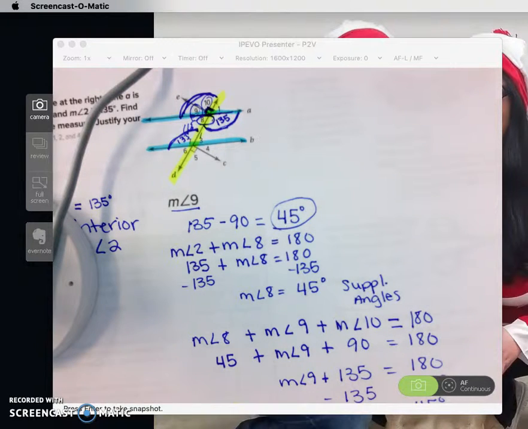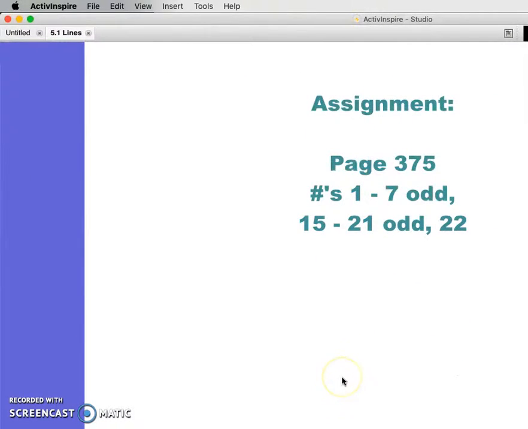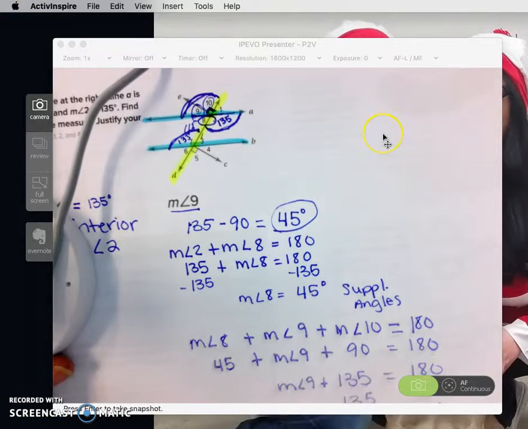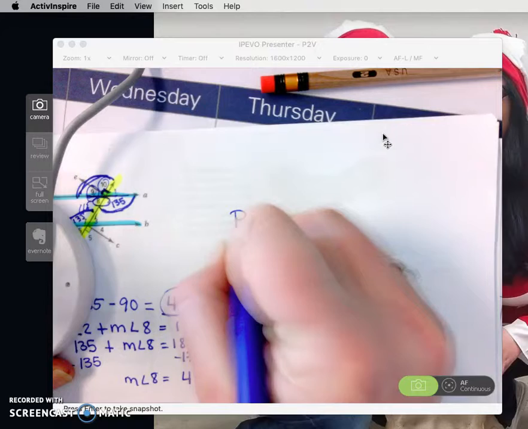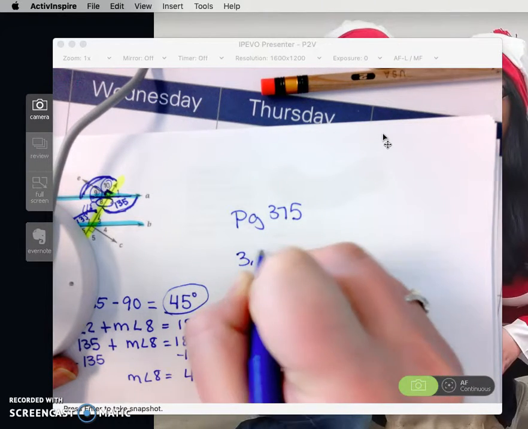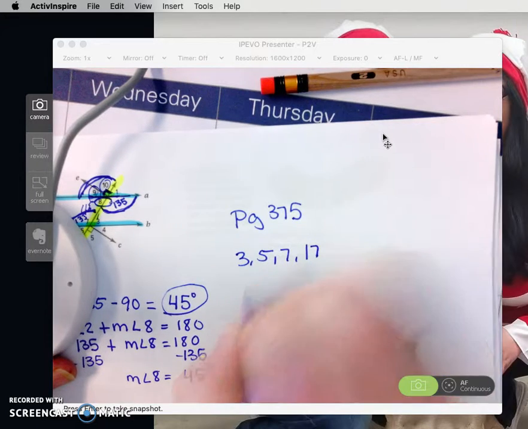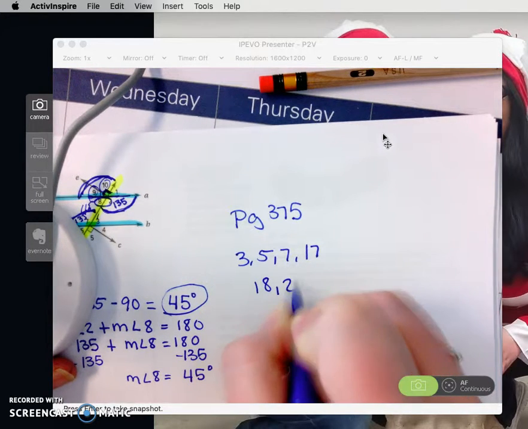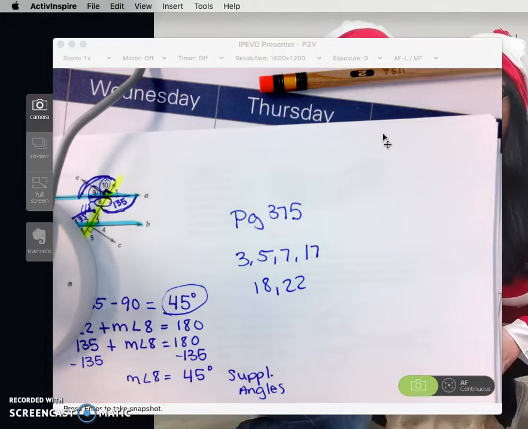Okay, your assignment is, there we go, it's page 375, 1 through 7 odd. That's an assignment, isn't it? Yes, it is. So let me get out of here. It is page 375, 3, 5, 7, 17, 18, 22. And again, double check that with Canvas.